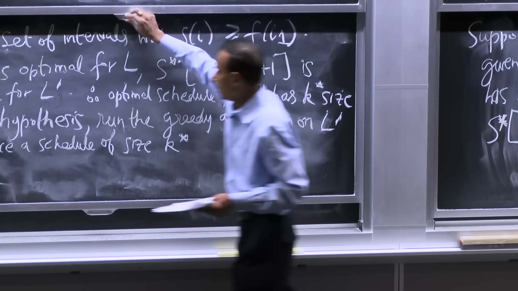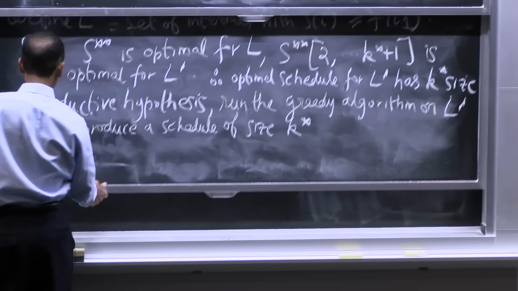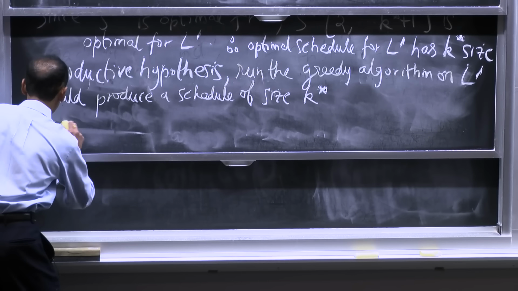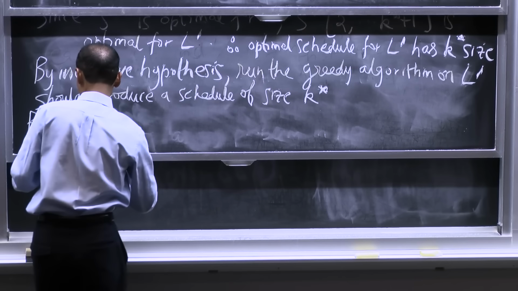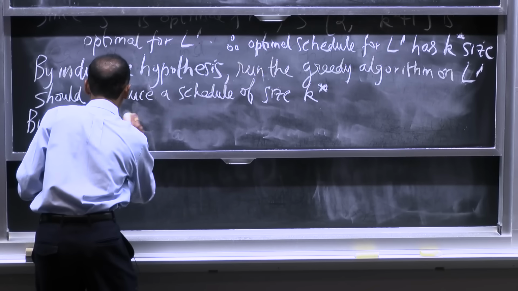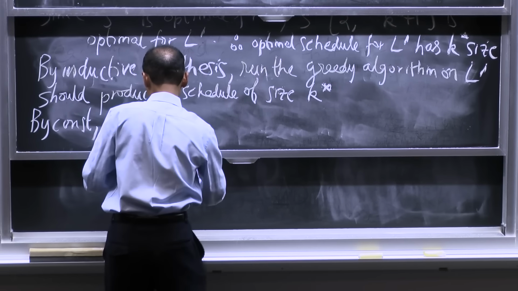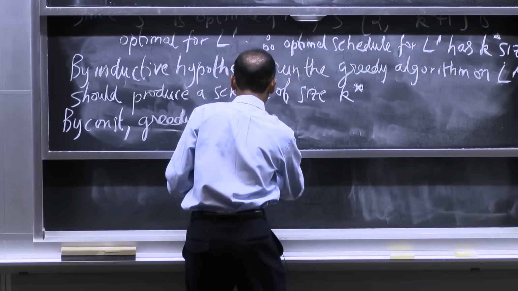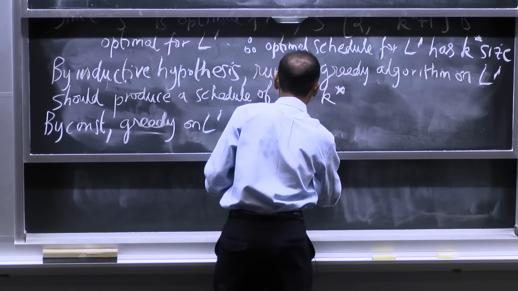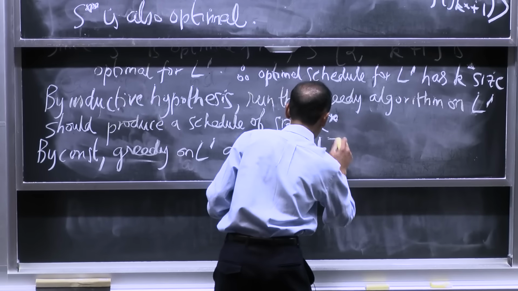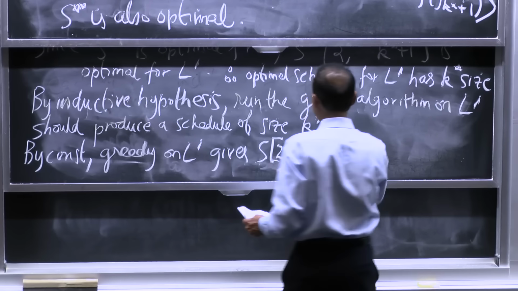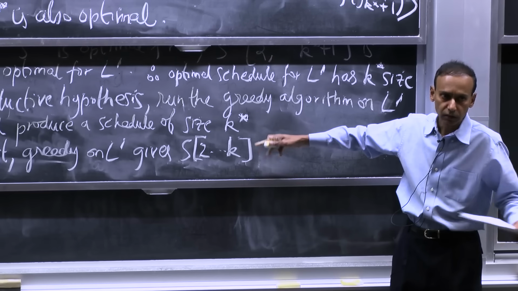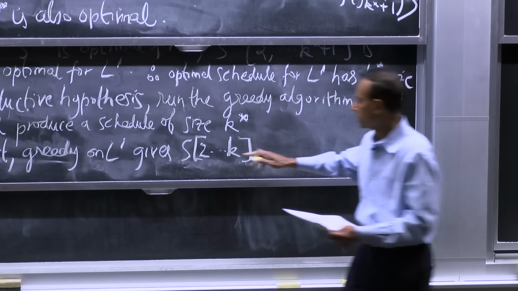Thank you. So by construction, the greedy algorithm on L prime gives S2 to K, right? And what is the size of this? 2 to K gives me a size of K minus 1, right? This is K minus 1.